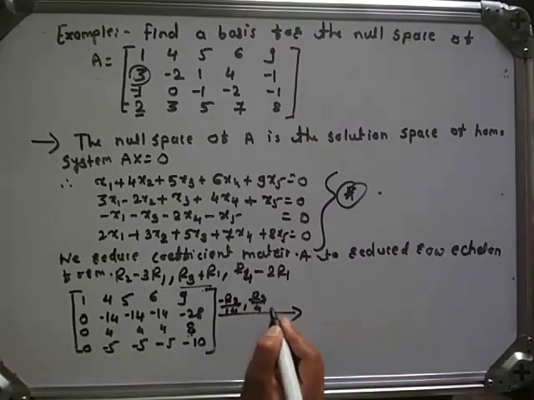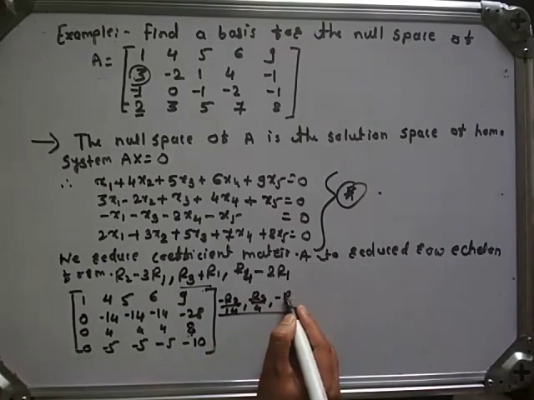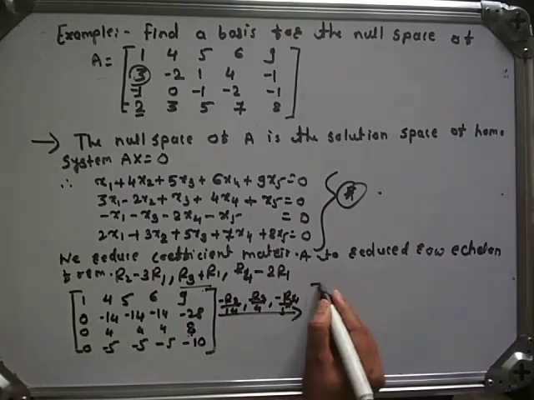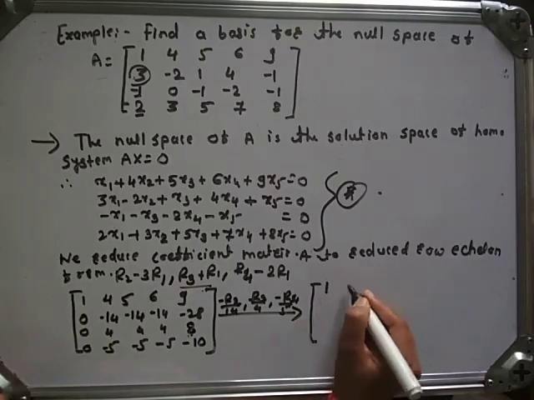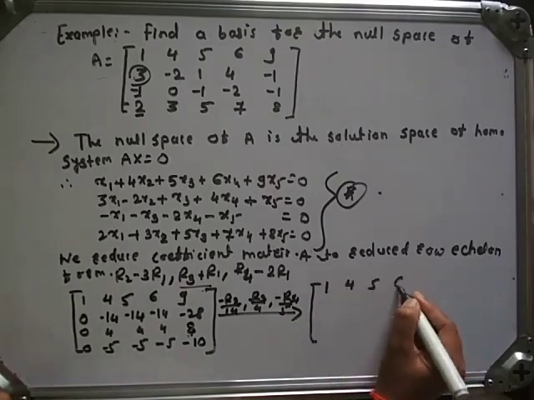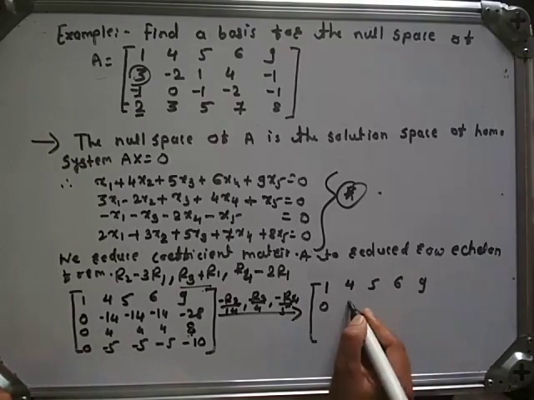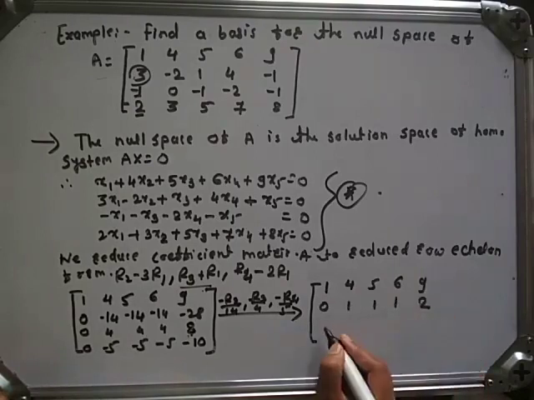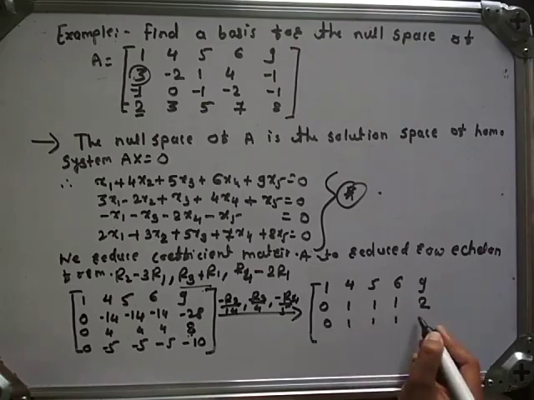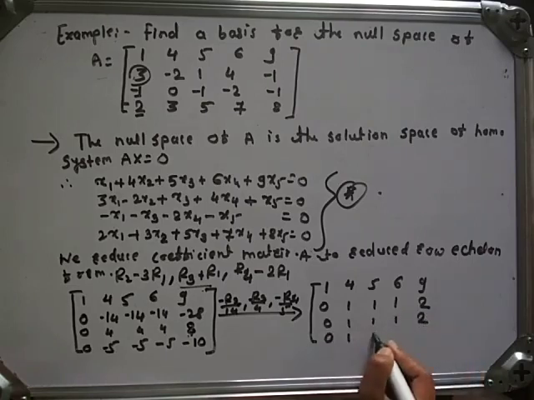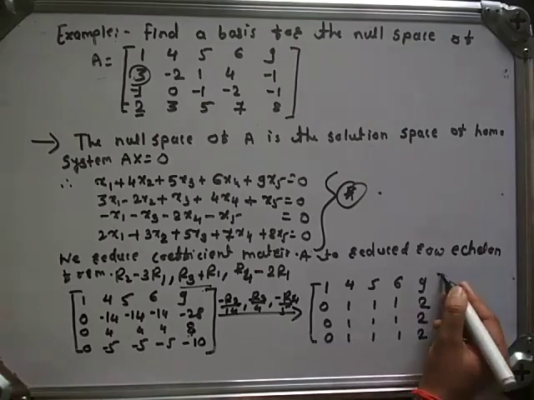Next we will perform the row operations minus R2 upon 14, R3 upon 4 and minus R4 upon 5. So we will get the matrix 1, 4, 5, 6, 9; 0, 1, 1, 2, 0; 1, 1, 1, 2, 0; 1, 1, 2. Okay.